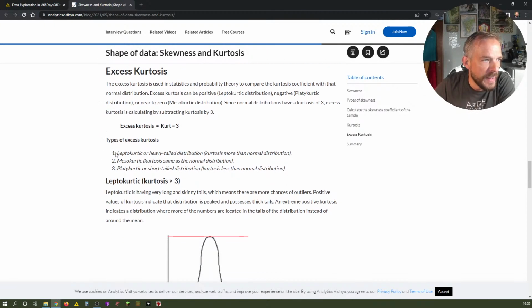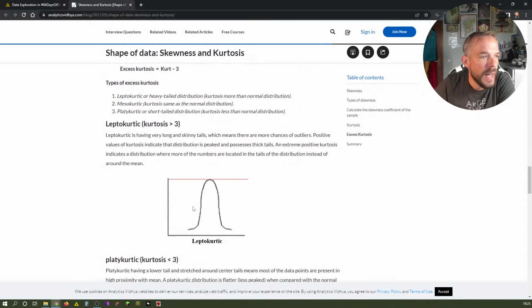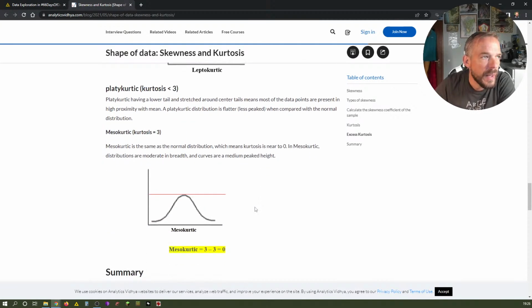Types of excess kurtosis, we had it already. Leptokurtic or heavy-tailed distribution: kurtosis is more than the normal distribution. Mesokurtic: kurtosis is the same as the normal distribution. Or platykurtic or short-tailed distribution: kurtosis is less than the normal distribution. So let's have a look at each of them. Leptokurtic, that's this one. Once again, that's when we have the chance of high rewards, but also high risk. And platykurtic, basically low risk, but also the chance of low to no returns.